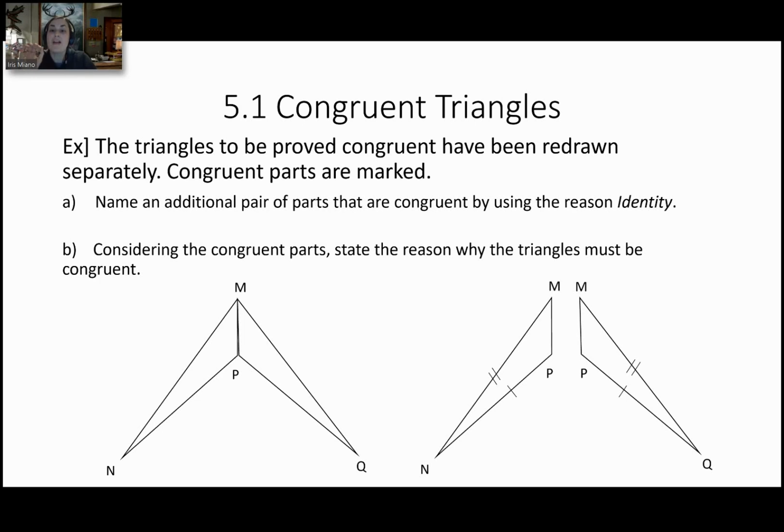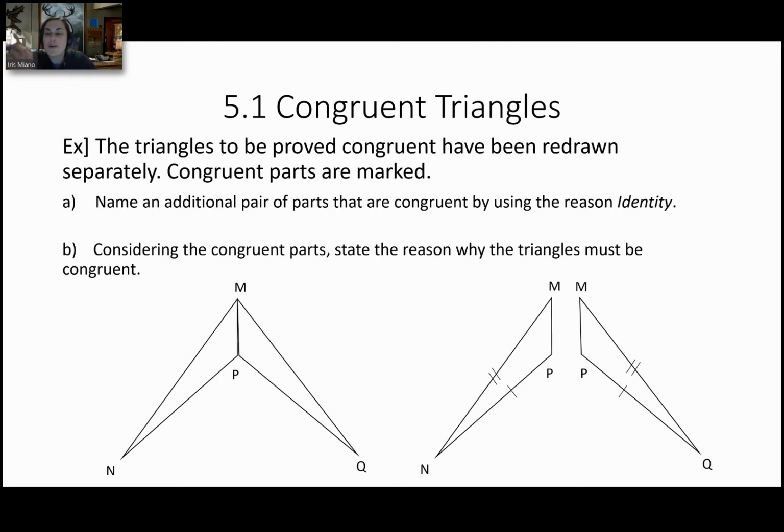Let me read it to you. The triangles to be proved congruent have been redrawn separately. Look at the 2 figures at your disposal. We have the figure to the left, in which the 2 triangles are resting next to each other and they are sharing edge MP. They've been redrawn to the right such that they are separated from one another, and so MP and MP are two separate edges among two distinct and separated triangles, but technically they're the same aligned segment in the original drawing.